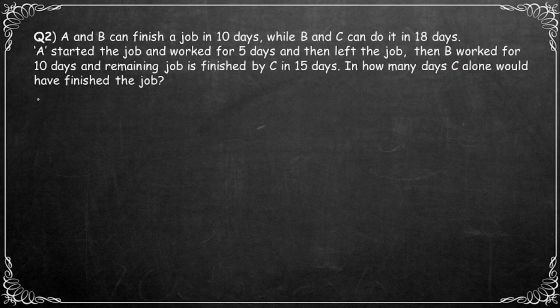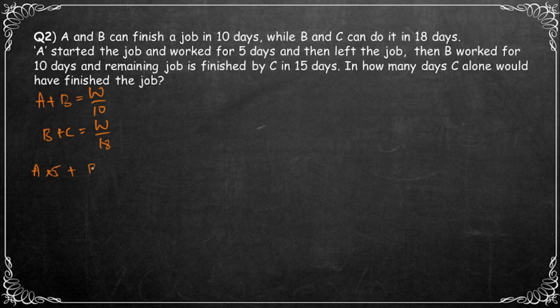So if we start writing equations, we can write A plus B equal to W by 10, B plus C is equal to W by 18. Now the third part of the equation is people leaving the job, right? So we can write parts of the work. If we add them, we get the total work. So the first part of the work is done by A for 5 days.